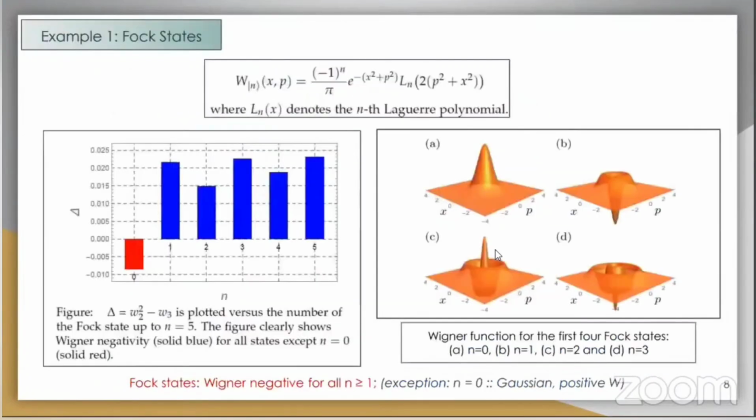Now, for example, if we talk about Fock states, the ground state is a Gaussian state and it is positive, we know, and it is shown by our criterion that it does not violate the criterion. And all other Fock states, from n equal to 1 to any n greater than or equal to 1, violate our criterion. And we can see that from the plot as well. The ground state, the plot with A, is Gaussian, and the states with n equal to 1, 2, 3 are non-Gaussian and also Wigner negative. And we can see that they have negative regions.